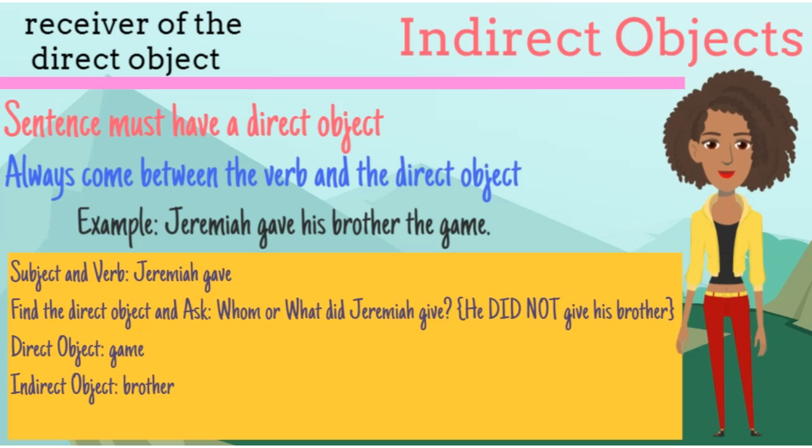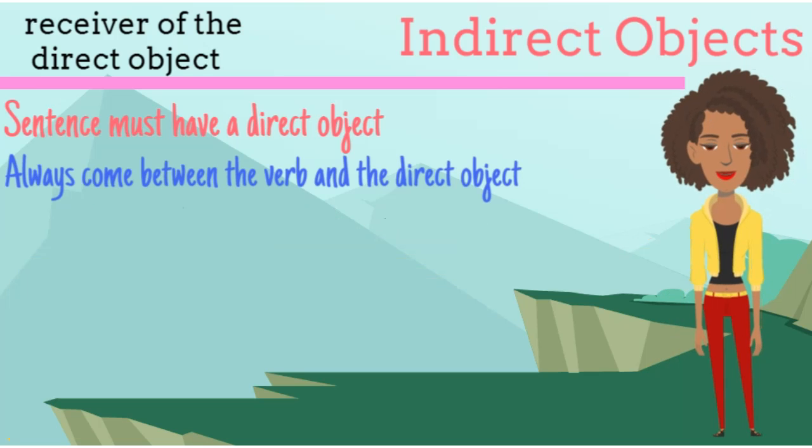So now, in order to find if there is and what the indirect object is, we ask, Jeremiah gave the game to whom? And your answer is brother. So brother is the indirect object. How about we look at one more?